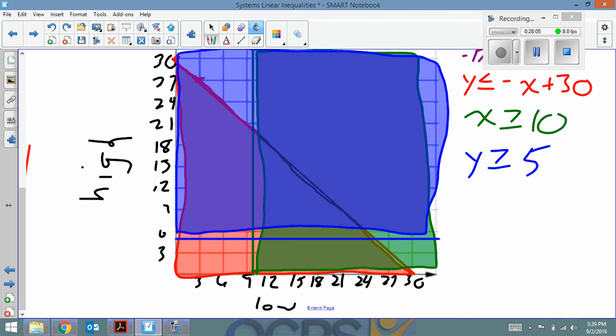So we're looking to see when are they all the same, and when they're all the same right in this area right here. That's where they all meet, the red, the green, and the blue. So that yellow is our solution. Anything that falls in that yellow would be an answer to this equation.